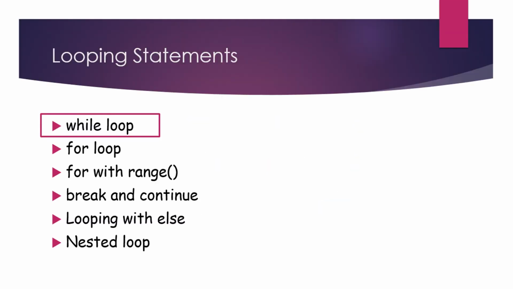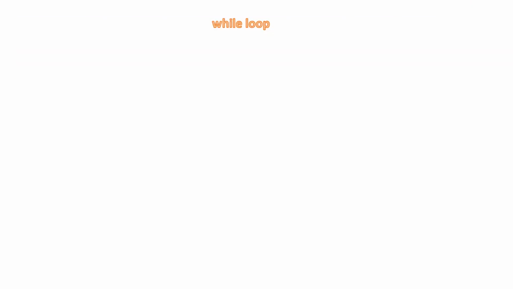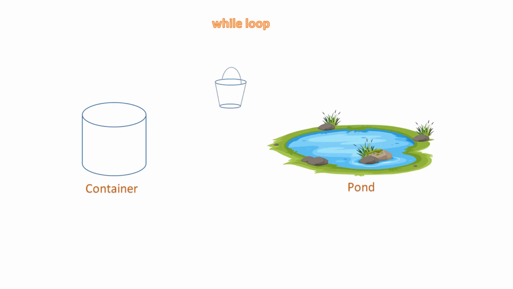These are the subtopics in looping statements. While loop is the first topic that we are going to see. I am going to explain about while loop using a real-time example. Let's assume that I have an empty container and I want to fill the container entirely with water from a nearby pond using a bucket. Let's start our looping scenario.